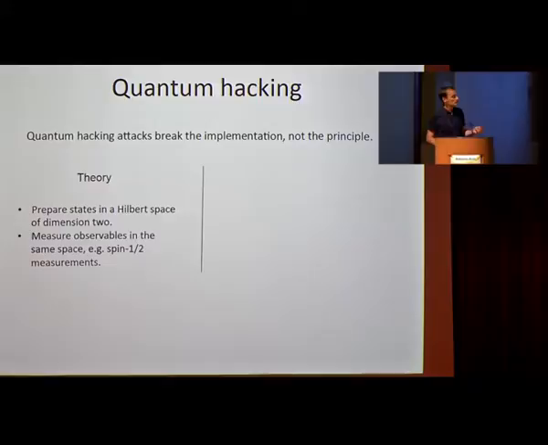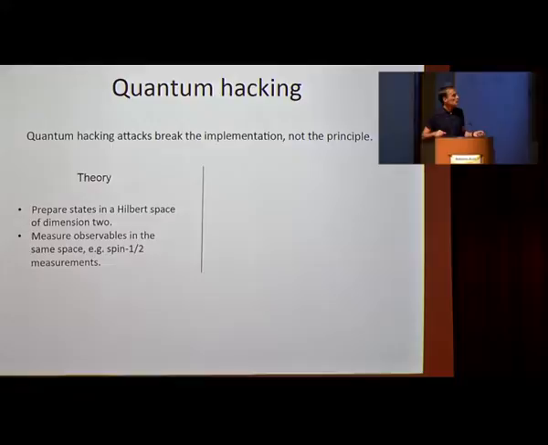If you remember the protocol I explained to you, BB84, you have to encode information on spin 1/2 particles that are sent from Alice to Bob. So the theory tells you that the protocol should prepare states of a spin 1/2 particle. What is a spin 1/2 particle? For those who know about quantum physics, it's a quantum object that lives in a Hilbert space of dimension 2, which is the mathematics that we use to explain quantum physics. And then you have to make spin 1/2 measurements, that are self-adjoint operators on a Hilbert space of dimension 2. These are the ingredients you need to make quantum cryptography.